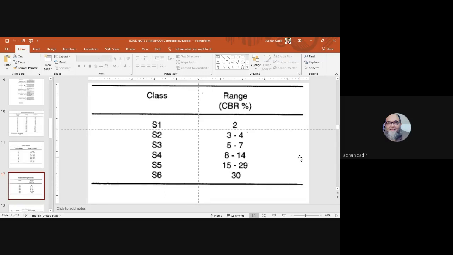Another interesting thing is that even though the method is there, it is a very authenticated and very verified method. But usually design engineers don't recommend flexible pavement, especially for any CBR value less than 5. So if you have a CBR of less than 5, better to go for a rigid pavement.